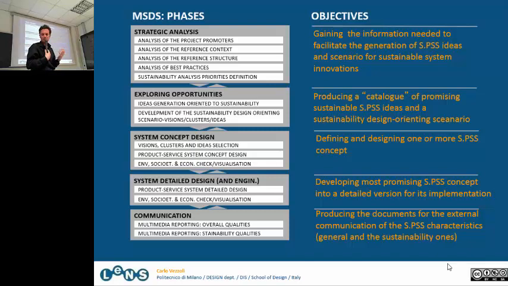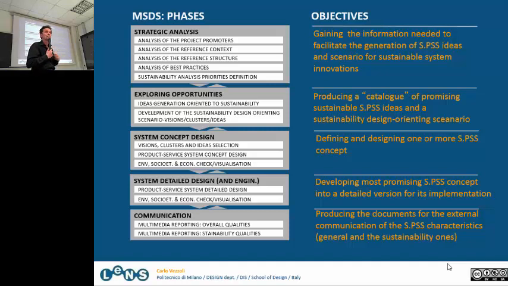But anyhow, there is a first phase which is called strategic analysis, in which there are different processes that you can read there. The analysis of the project promoter, who is promoting the project, the analysis of the reference context, where we are designing our product service system for, the analysis of the reference structure, so the proposer, what they are proposing, what they have as tools, knowledge, and so on.